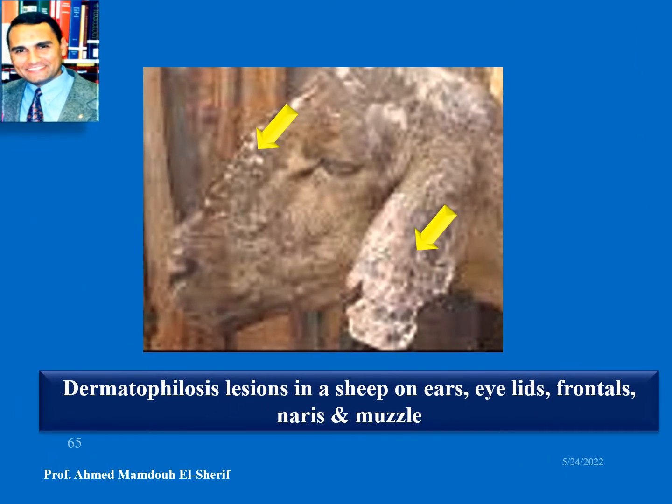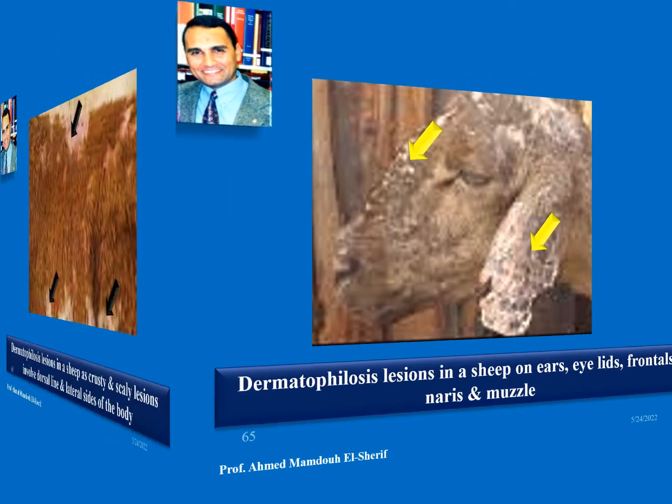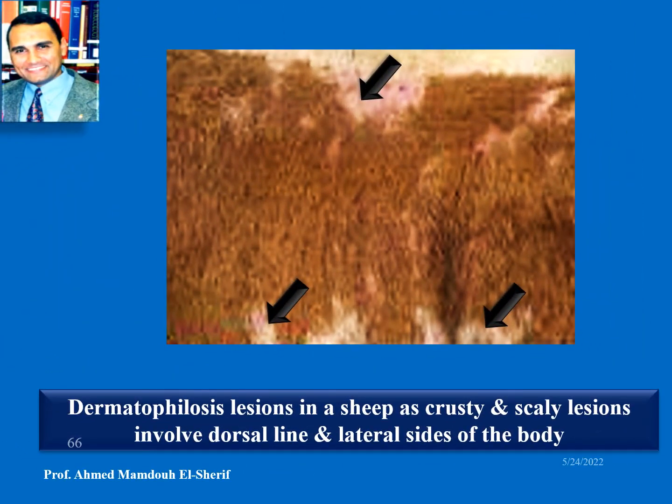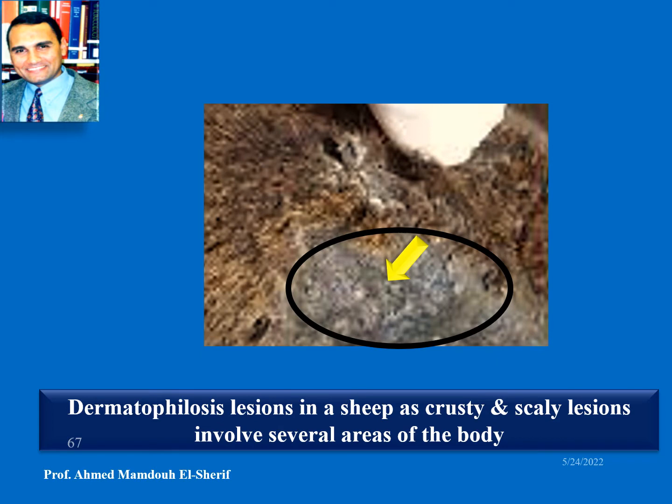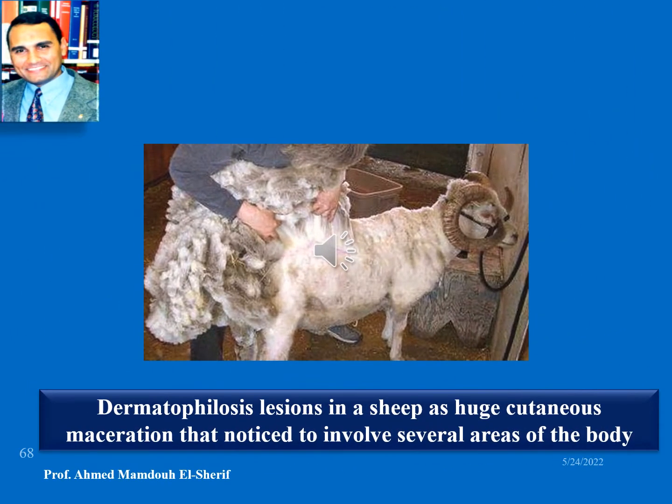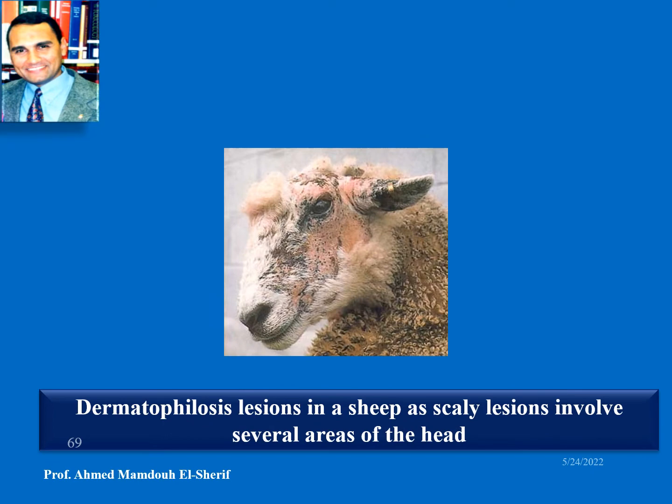This picture shows dermatophilosis lesions in a sheep on the ears, eyelids, nares, and muscles, where the arrows are pointed. Dermatophilosis lesions in sheep as crusty and scaly lesions involve the dorsal line and lateral sides of the body. Black arrows denote the place of lesions. Lesions of dermatophilosis in a sheep as crusty and scaly lesions involve several areas of the body. Dermatophilosis lesions in a sheep as huge cutaneous maceration involve several areas of the body. Dermatophilosis lesions in a sheep as scaly lesions involve several areas of the head.